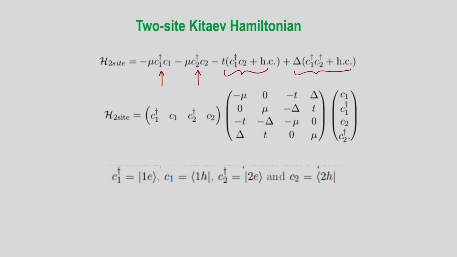And there is a superconducting pairing term. We have said earlier that the operator corresponding to the pairing is C1 dagger C2 dagger plus the Hermitian conjugate, and the amplitude of the p-wave pairing is given by this delta. You see spin nowhere in the problem, and this is what we have said, that it is a spin polarized problem. This is the model consisting of a chemical potential here, the kinetic energy or the energy due to hopping, so this is the kinetic part of it, and this is the superconducting or p-wave superconductivity.